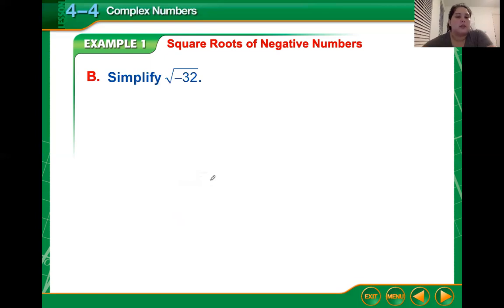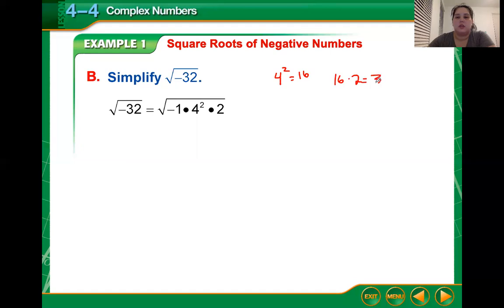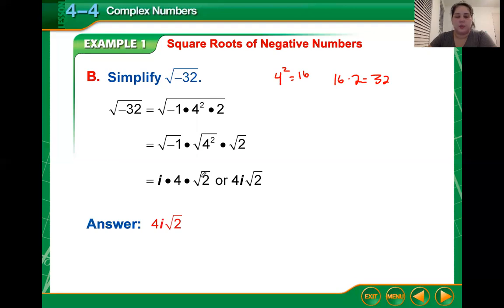All right, so our next example is the square root of negative 32. We can break this up into negative 1 times 4 squared, which is 16, and then times 2, because 16 times 2 equals 32. That is something we can all remember. So we're going to move on, breaking up into the 3 different radicals, and we're going to take each separate square root. So we're going to get i times 4 times square root of 2, which is just 4i square root of 2.